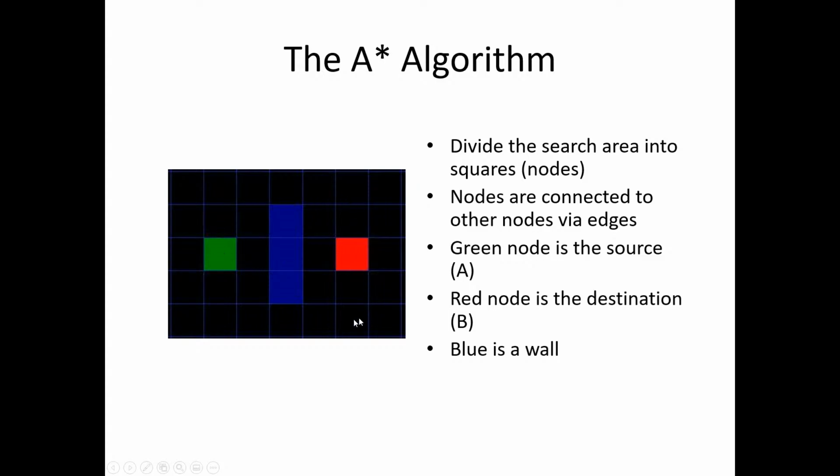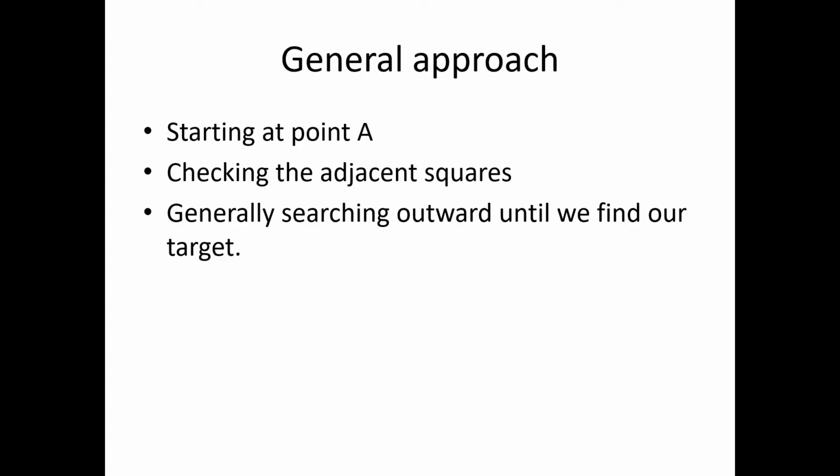You can see there are lots of possible solutions. If you're using depth first search or breadth first search, you would get a path from the green one to the red one, but it would definitely not be an optimal path. So this is the setup for the A-star algorithm. We have all of these squares representing nodes, which can be traversed via an edge joining every node to every adjacent node. How does the A-star algorithm work? The general approach is that we start at the starting point, check all the adjacent squares, and then search outwards until we find our target.